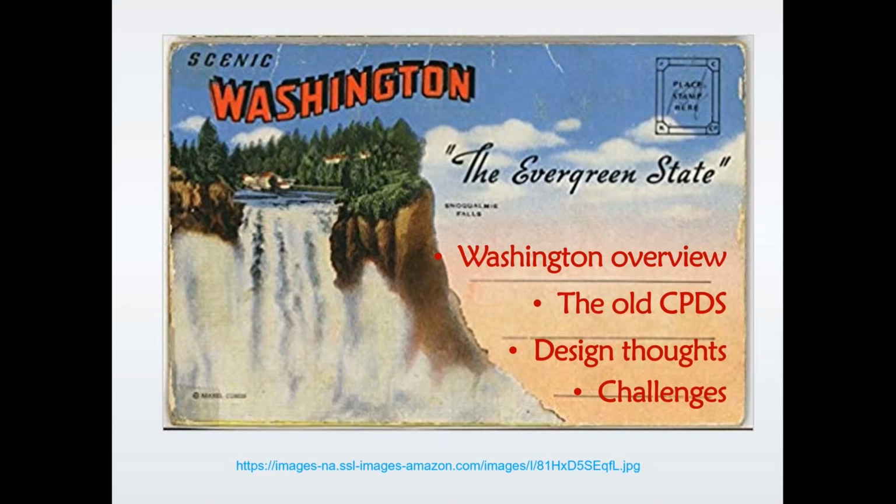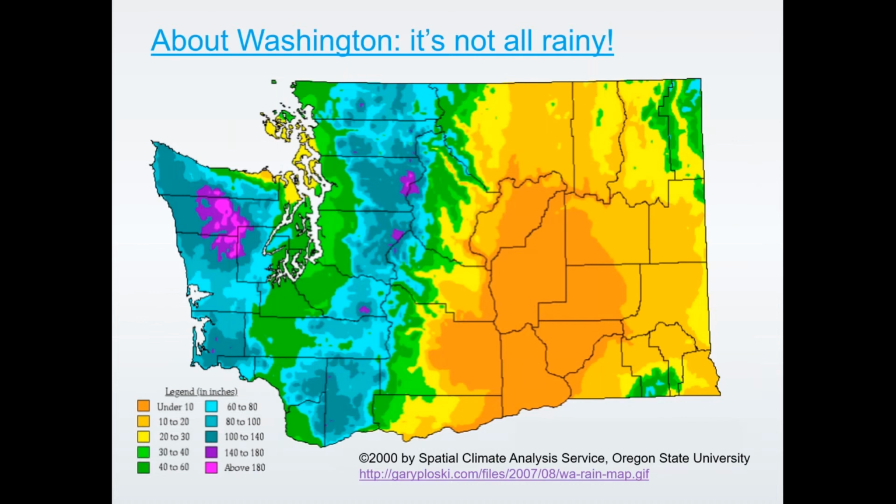As I was thinking about this presentation today, I was trying to figure out what it was that got us into the original system and caused some of the needs for update that we saw. So I'm hopefully going to give you an overview of Washington, the old system, and some of the design thinking that we went through, and then some of the challenges that we've met along the way. That's a lot in 10 minutes.